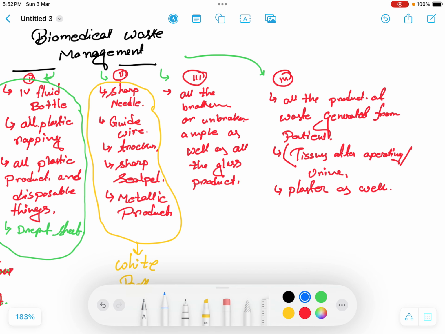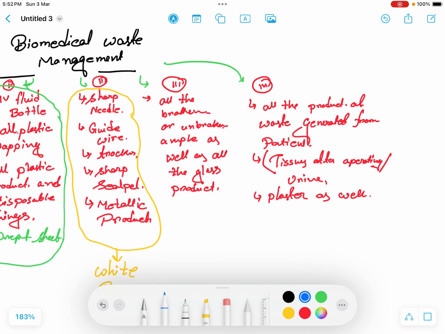Next, we make column number three, that is all the broken and unbroken ampoules. The unbroken means it expired, right? You can't throw out the proper ampoule without it expiring.